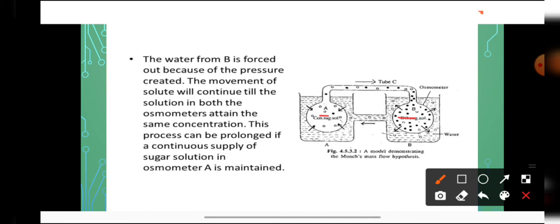And we can also prolong this process if a continuous supply of sugar solution in osmometer A is maintained. If we keep increasing the sugar concentration in osmometer A, this process will keep on moving.